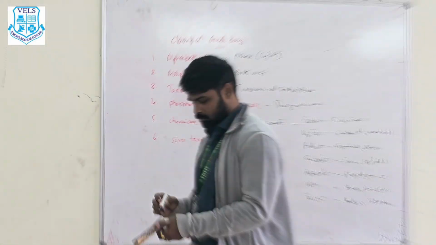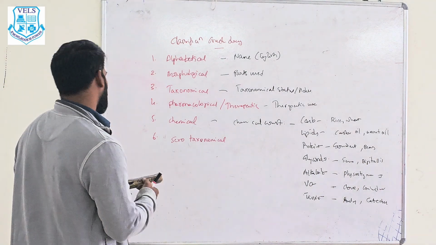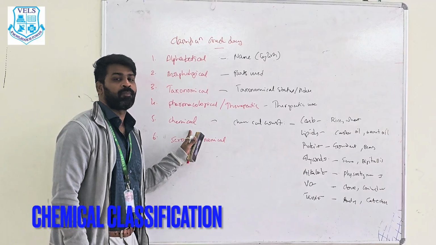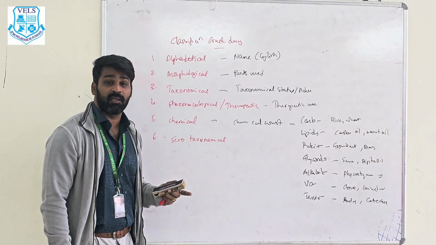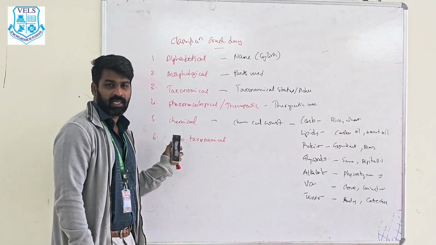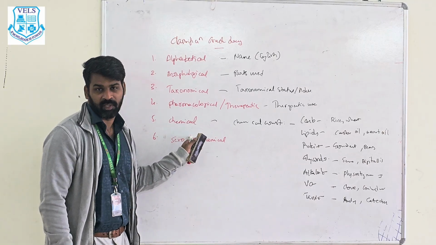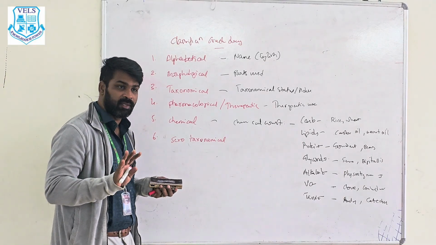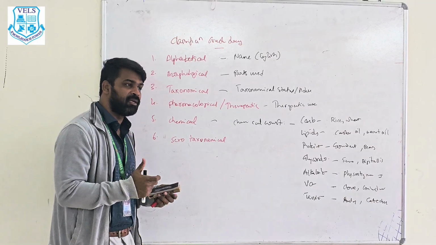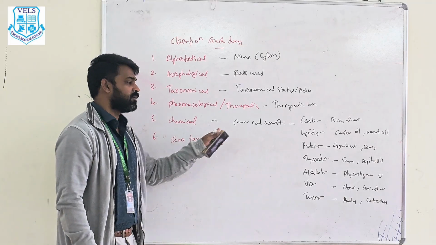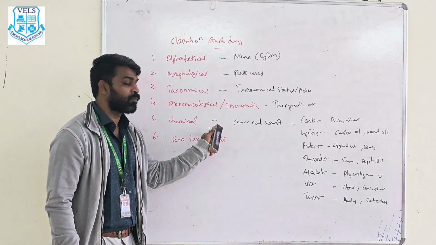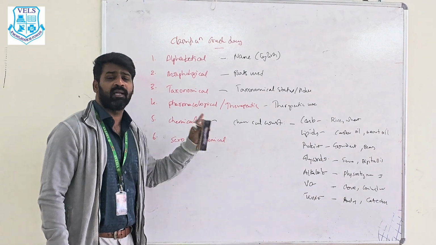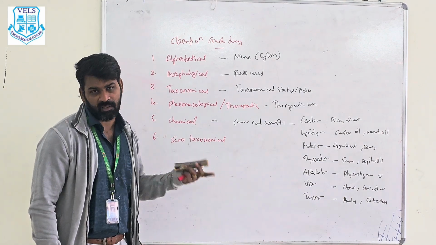Now we have another classification called chemical classification. Based on the chemistry, based on the chemical constituents that are present in a crude drug, if you are classifying, it comes under chemical classification. That means all the crude drugs will have isolated compounds or chemical constituents inside of them. After identifying what kind of chemicals are there, when you classify based on those chemical constituents, it is called chemical classification.